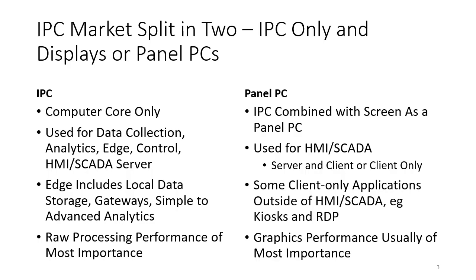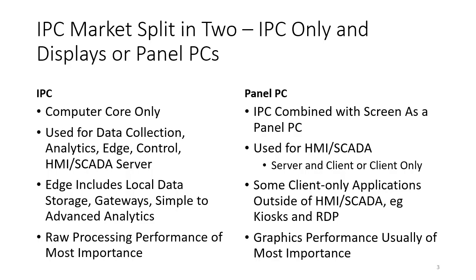Now, usually with a panel PC, because most of the operations are user-driven, graphics performance and user response is usually of more importance than the raw processing performance of the CPU itself. But there is an overlap between these two. If you're using a panel PC as a HMI SCADA server, then you may also be running local data storage, you may be using it as a gateway, you might even be running analytics on there, in which case you might have a blend of the two where you need both raw processing performance and you need the graphics performance.